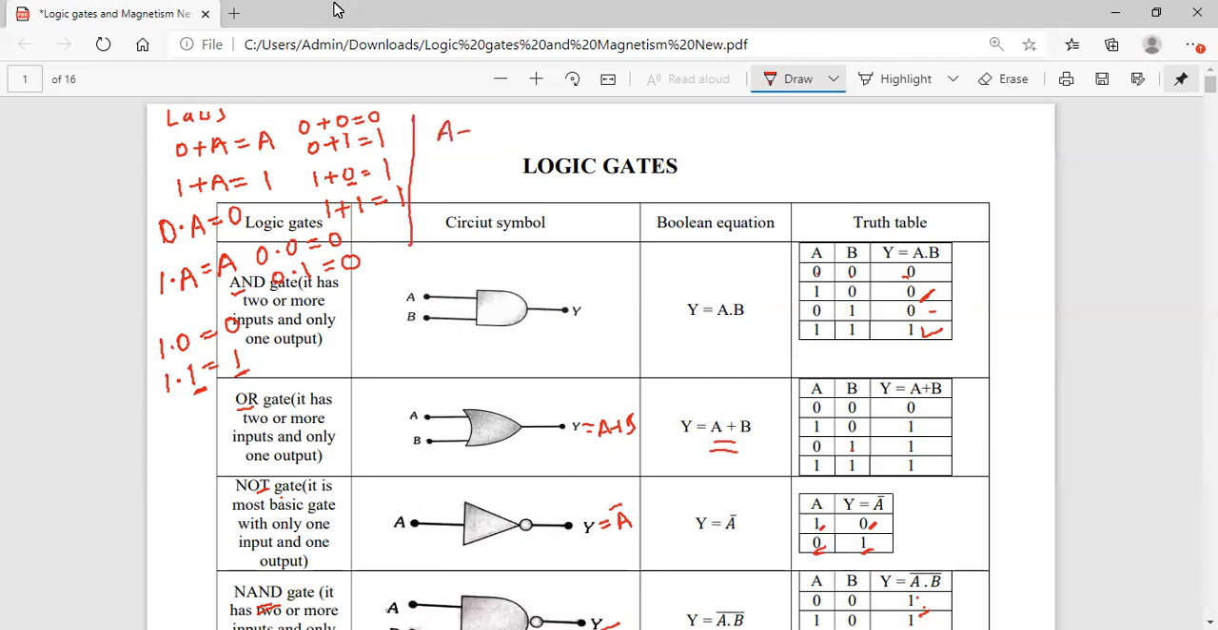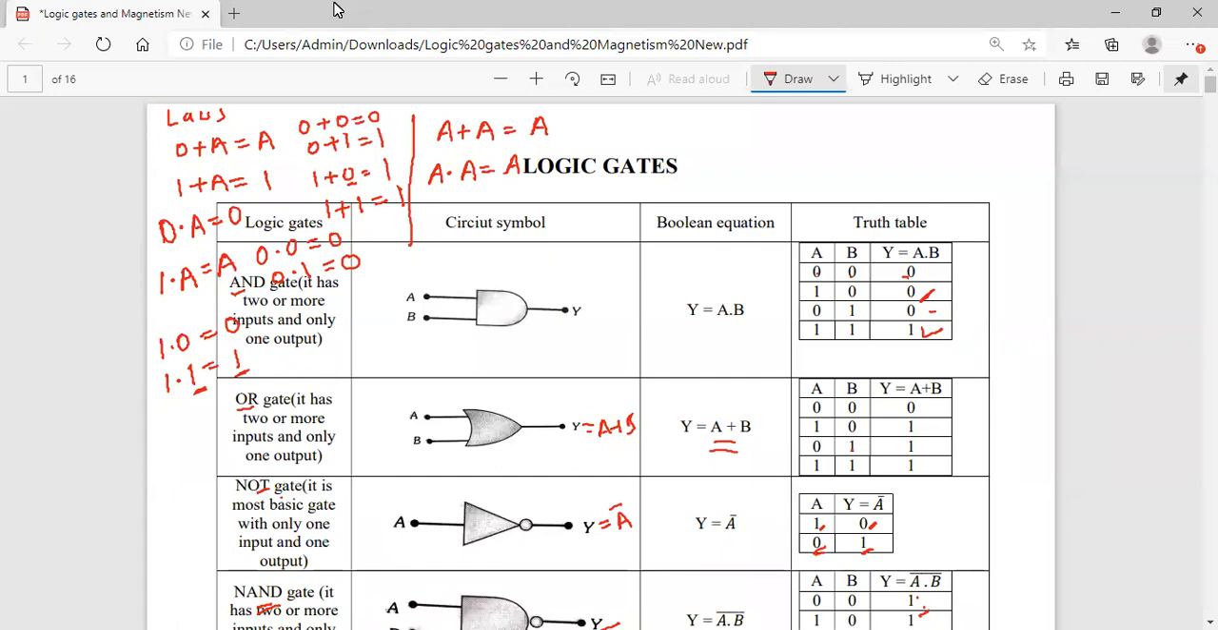A plus A is equal to A. A into A is equal to A.